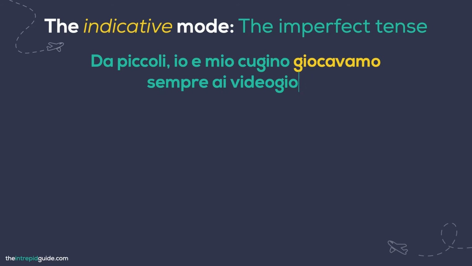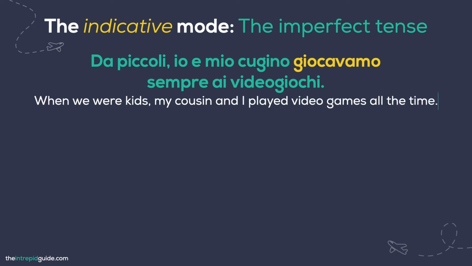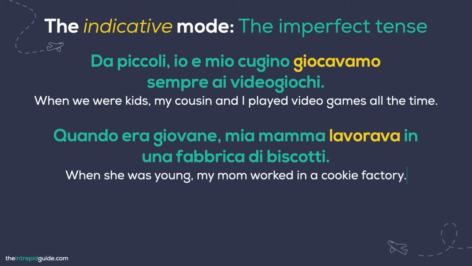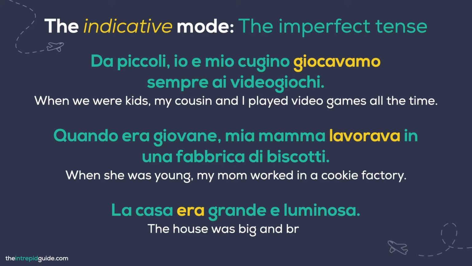Here are some example sentences. Da piccoli, io e mio cugino giocavamo sempre ai videogiochi. When we were kids, my cousin and I played video games all the time. Quando era giovane, mia mamma lavorava in una fabbrica di biscotti. When she was young, my mum worked in a cookie factory. La casa era grande e luminosa. The house was big and bright.